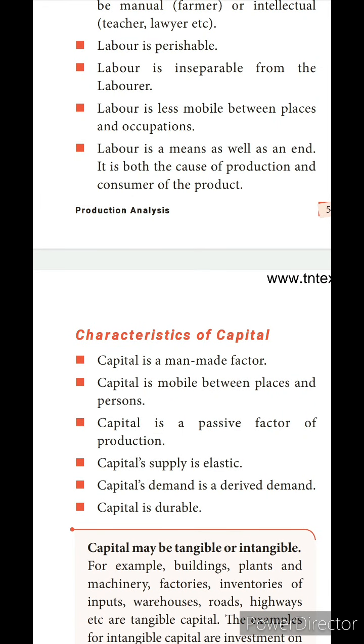It can be mobile between places as well as between persons. Capital is a passive factor of production. Capital supply is elastic. Elastic and inelastic, I explained in the last lesson itself. Capital demand is a derived demand. Capital is durable.